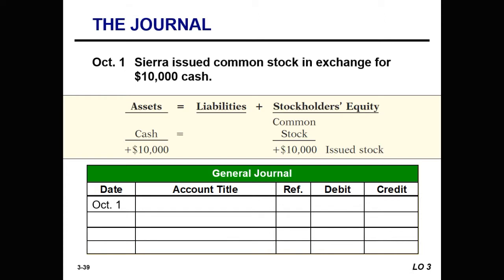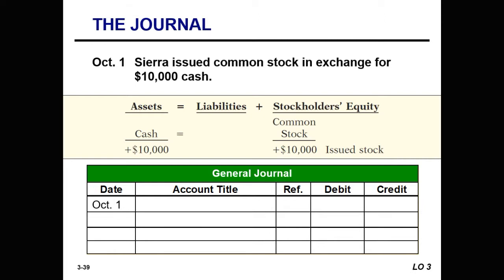So we know that Sierra, in their issuance of common stock in exchange for $10,000 of cash, had an increase in cash and an increase in common stock. We recognize that from our transaction analysis. Taking our understanding of the transaction and our transaction analysis, we then journalize this transaction. So when we're creating a journal entry, the first line, we start with the debits. We recognize all the debits first, and then we recognize the credits.